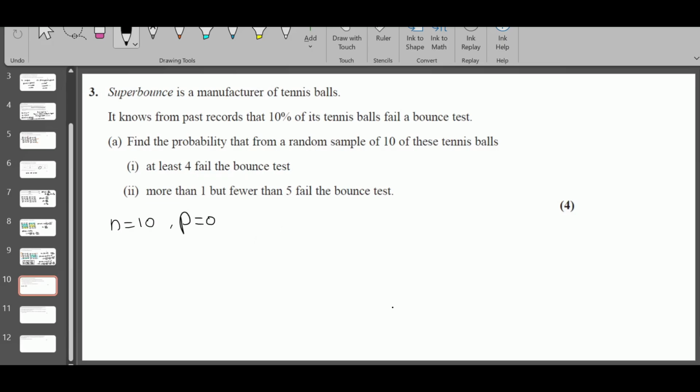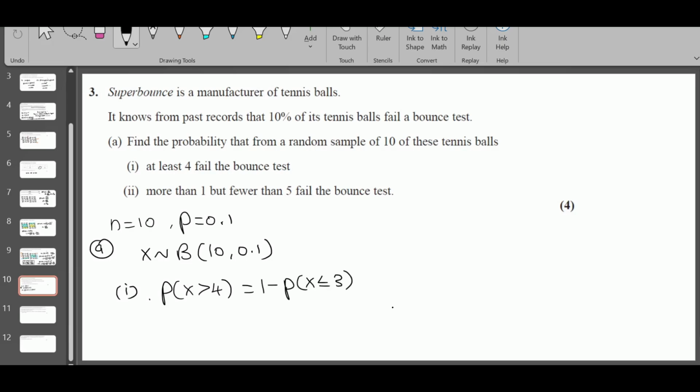P is 0.1. X follows binomial distribution of 10, 0.1. In part (i), they want you to find at least 4, which is 1 minus X less than or equal to 3. We get the table value. And then for part (ii), more than 1, fewer than 5. So we don't need 5. So we take till 4, minus, we don't need 1, so minus X less than or equal to 1.